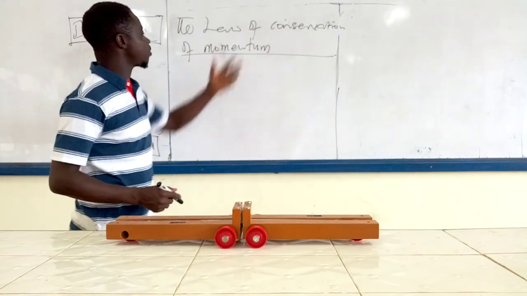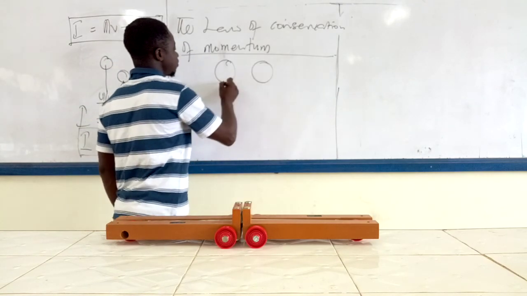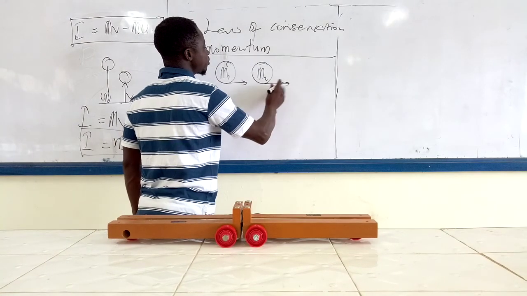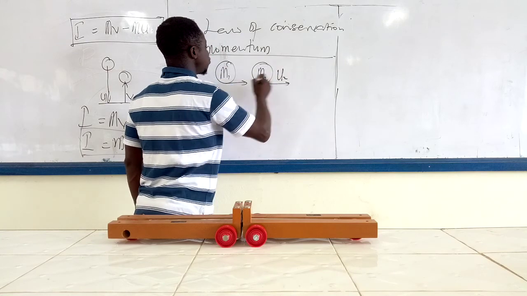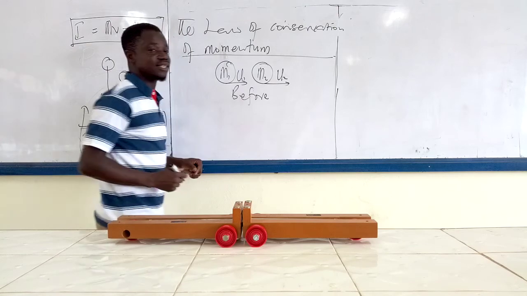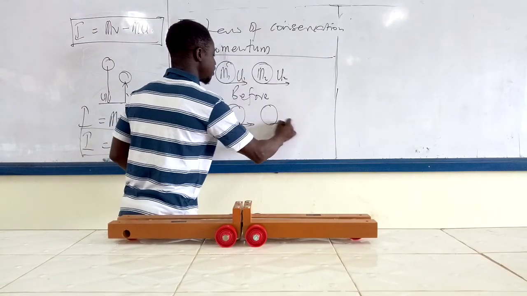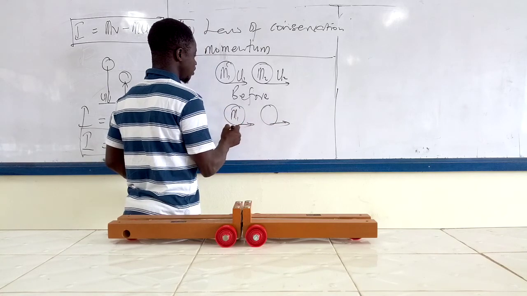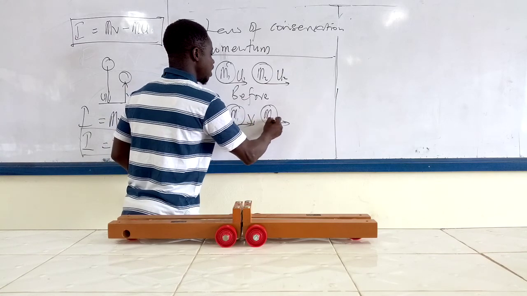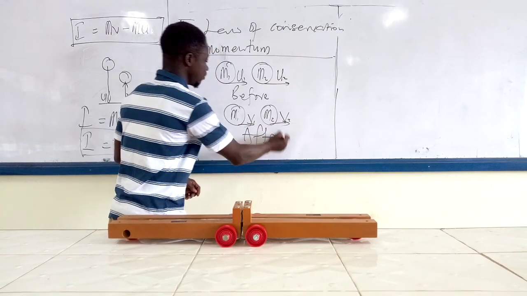Now, the law of conservation of momentum states that, with masses m1 and m2 moving with velocities u1 and u2, this is before. So before they collided, right? After collision, the two of them move with final velocities, m1 with v1 and m2 with v2. This is after collision.